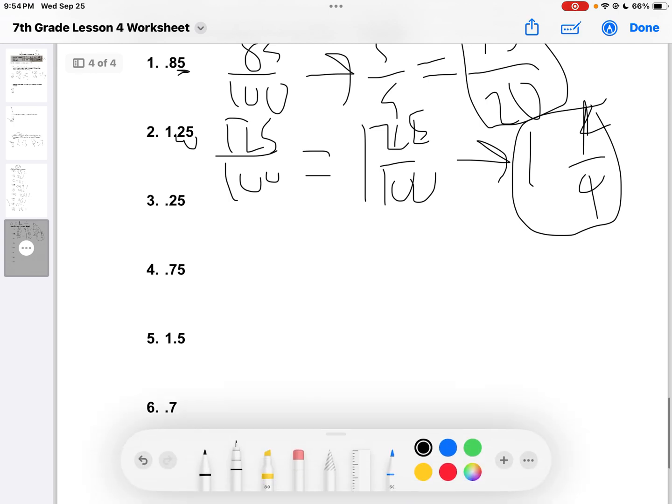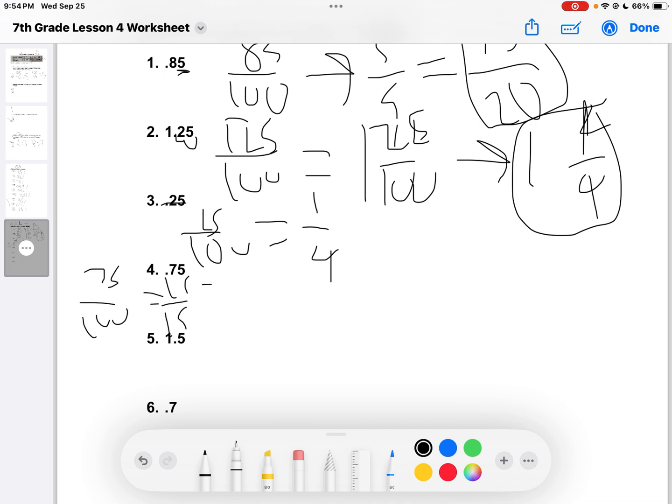Number 3, same thing. This is to the hundredths place, so it'll be 25 over 100 equals 1/4. Number 4 is 0.75, hundredths place, so 75 over 100 equals, divided by 25, to get 3 over 4.